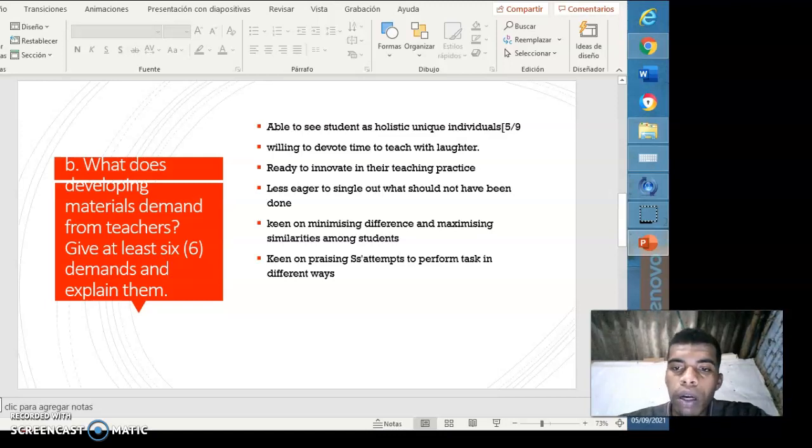Less eager to single out what should not have been done. Focus on eliminating possible mistakes, but without belittling students. And keen on minimizing difference and maximizing similarity among students. The teacher must be equal when teaching, so that all students receive new knowledge regardless of their intellectual capacity. And keen on praising attempts to perform tasks in different ways. He should give students different ways of doing homework so they don't get bored.